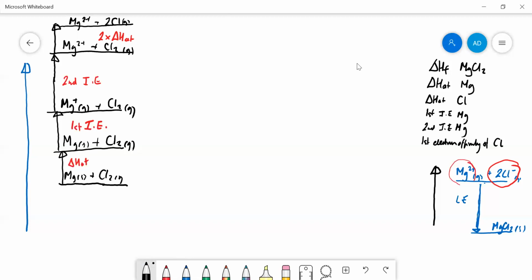Now we've got to stick the electrons onto chlorine. So that's going to go, and remember that's exothermic, the electron affinity. So I'll just write down, look, that is exo, that's exo, and the others are all endo, aren't they?